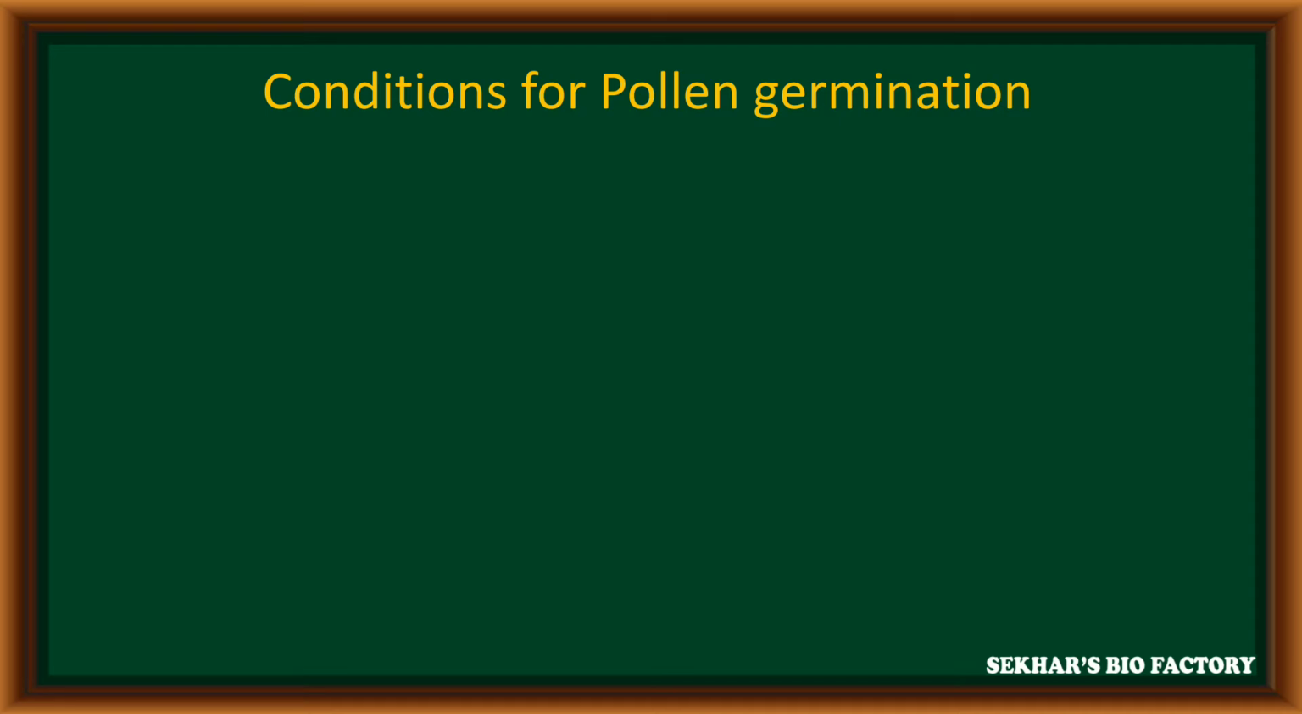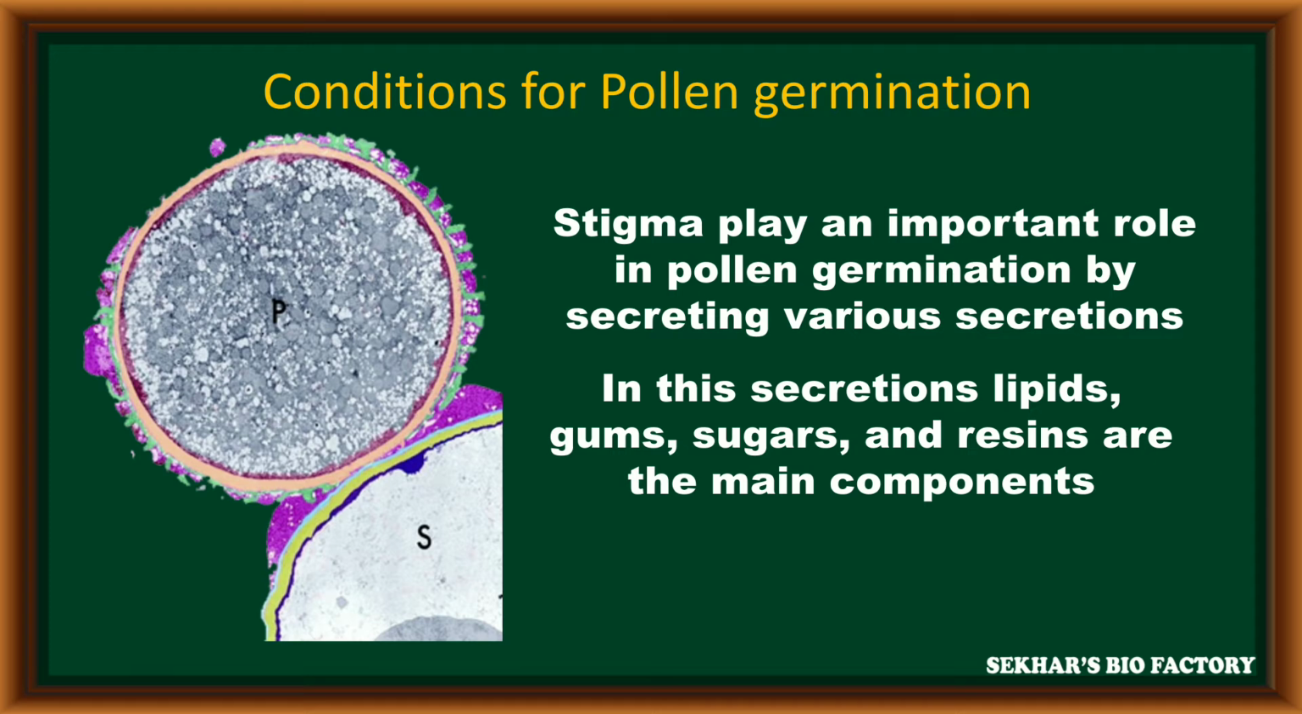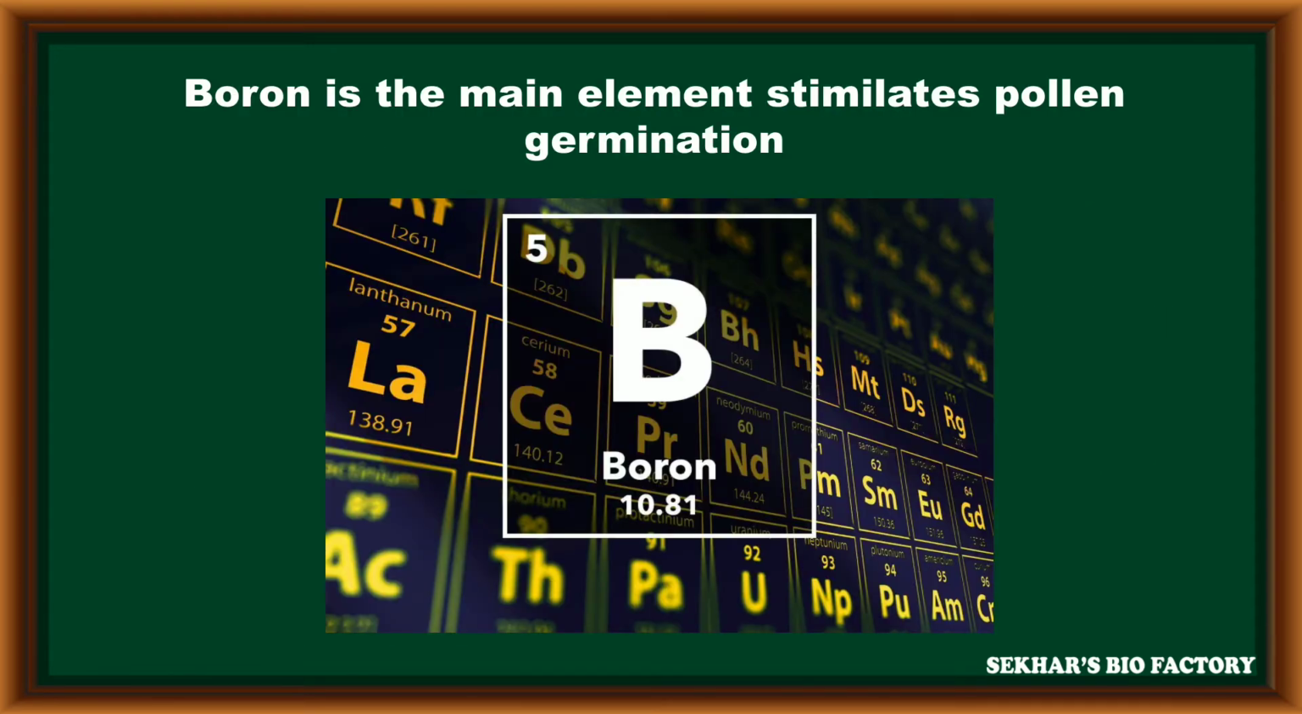During pollen germination, the pollen grain needs some suitable conditions. Let us discuss what the suitable conditions for pollen germination are. The stigmatic surface plays an important role by secreting various secretions. These secretions contain lipids, gums, sugars and resins as main components. One of the elements is boron. Boron plays an important role in pollen germination by stimulating pollen tube growth.